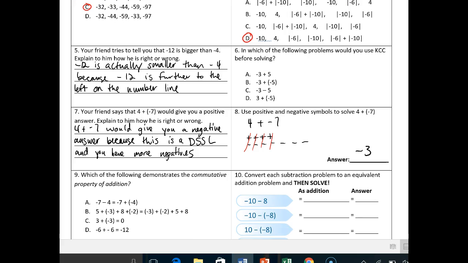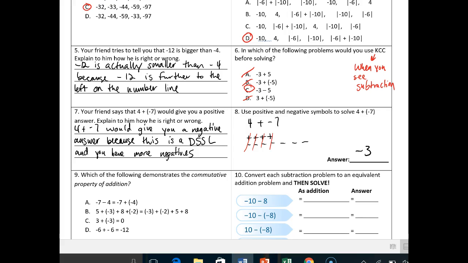Number 5, your friend tries to tell you that -12 is bigger than -4. -12 is actually smaller than -4 because -12 is further to the left on the number line. Number 6, which of the following would you use KCC? You only use KCC when you see subtraction, so that should be a dead giveaway, and everything's out but answer choice C.